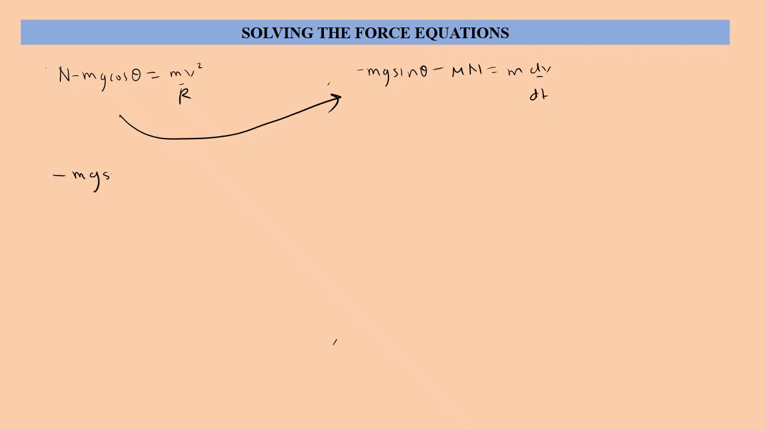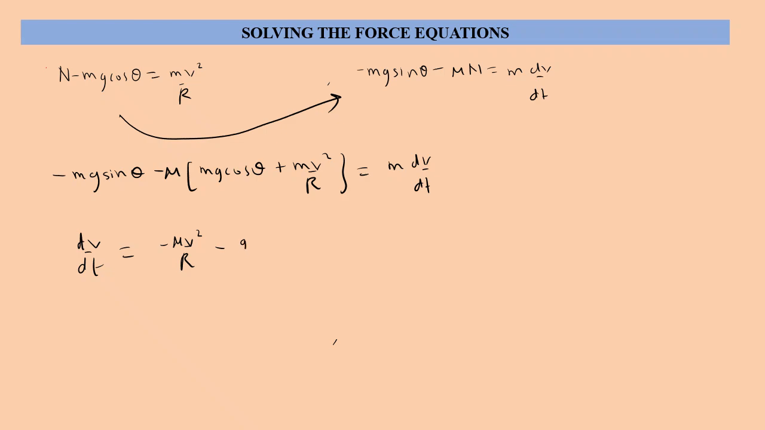Let's do it. Minus mg sine theta minus mu times mg cosine theta plus mv square over r is m times dv over dt. This can be simplified as dv by dt is minus mu v square over r minus g times (sine theta plus mu cos theta).